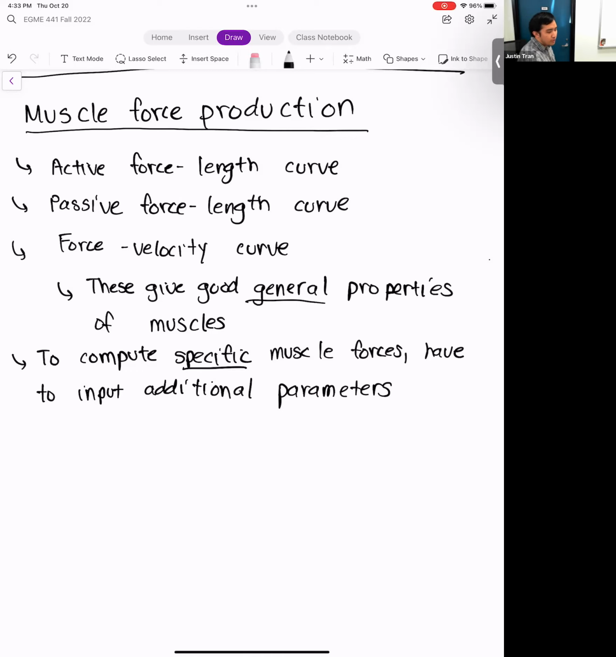And those parameters are going to be characteristics of that specific muscle. Combined with those curves, you can form a mathematical model that computes, pretty reasonably accurately, what force the muscle can output. There are 5 of these parameters, and I call them the 5 defining characteristics. We'll go over what all 5 of these parameters are and how they affect our calculation.